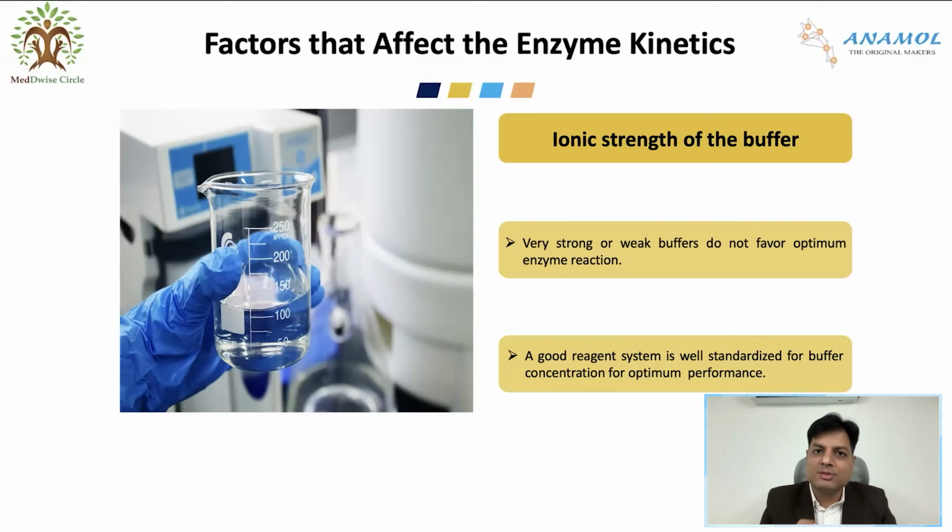If the buffer is of a strong ionic strength, or if the buffer is of too weak an ionic strength, in both these conditions enzymes don't function properly. Therefore, a good reagent is always a balance, the optimum ionic strength of the buffer at which the enzyme will show maximum activity. So it is important to understand this concept, because these concepts help us understand how the reagent has to be handled in a pathology laboratory.